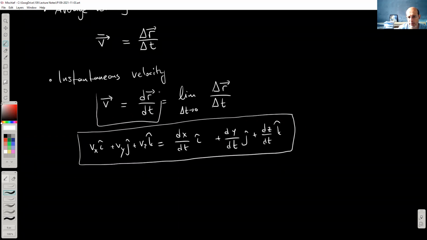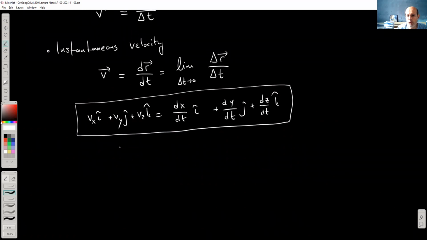So it's the same as this equation, but this time it's written in unit vector notation with components spelled out, let's say. But if the left-hand side is equal to the right-hand side, then all components must be equal to each other. So that means the x component of the velocity is equal to the time derivative of the x component of position. Y component of the velocity is the time derivative of the y component, and so on.